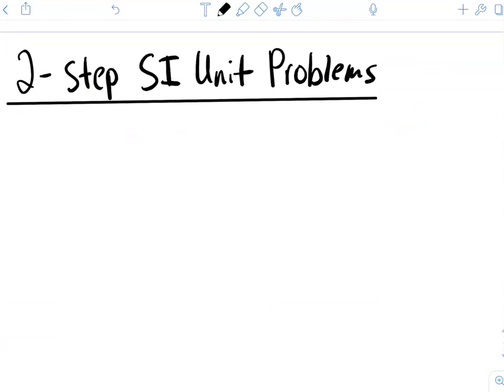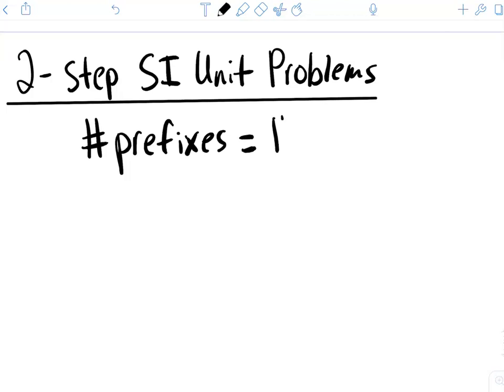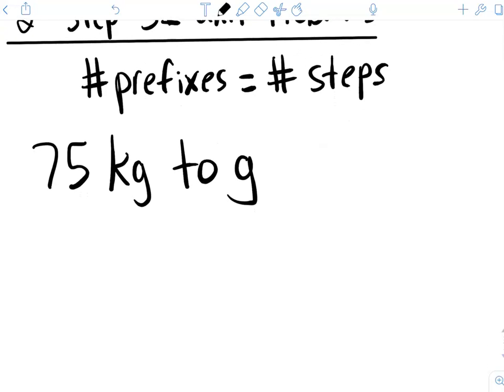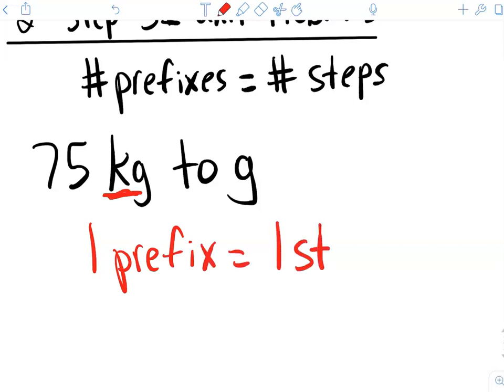Now, you might be thinking to yourself, well, how do I know whether something is a one-step problem or a two-step problem or however many steps? So for SI unit problems, the number of prefixes equals the number of steps. So for example, if we had 75 kilograms to grams, so we were asked to convert 75 kilograms to grams, in this I see one prefix. So one prefix equals one step.